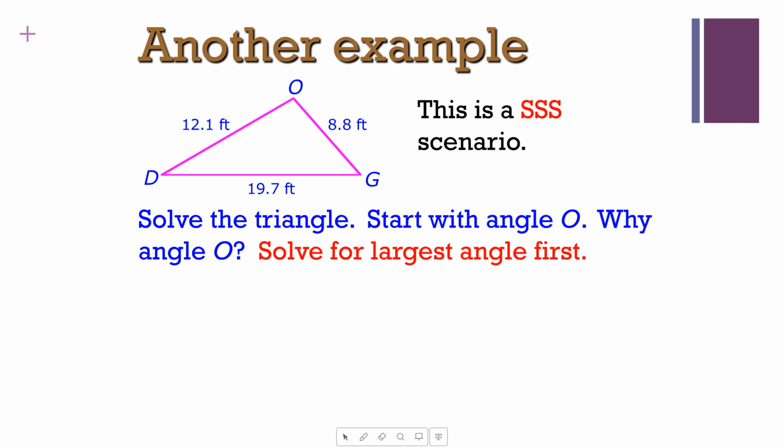Try solving. If you think you have it set up correctly, go ahead and try and solve it. See if you get a reasonable answer. Cosine.